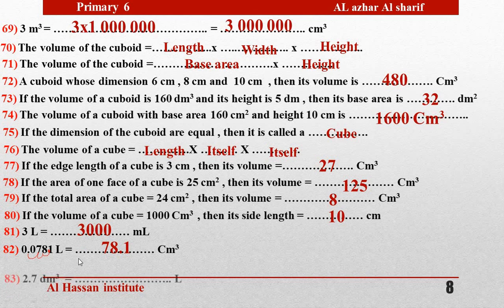78.1. The last example in this video: 2.7 decimeter cube equals blank liter. Here I want to convert from decimeter cube to liter. I know decimeter cube and liter are the same. So it equals 2.7.